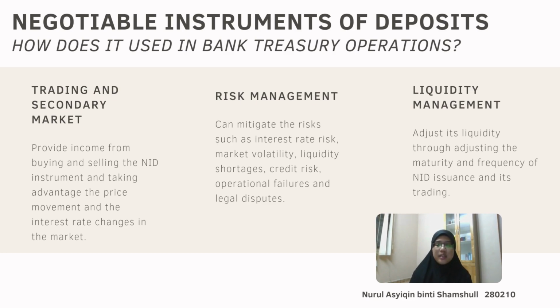The first one is liquidity management. The bank issues NID to manage the bank's liquidity by buying or selling NID. The bank manages to adjust its liquidity through adjusting the maturity and frequency of NID issuance and its trading. By issuing short-term negotiable instrument of deposit as NID, the bank can diversify the funding structure in the money market, and they are able to raise funds quickly to meet any short-term cash needs.